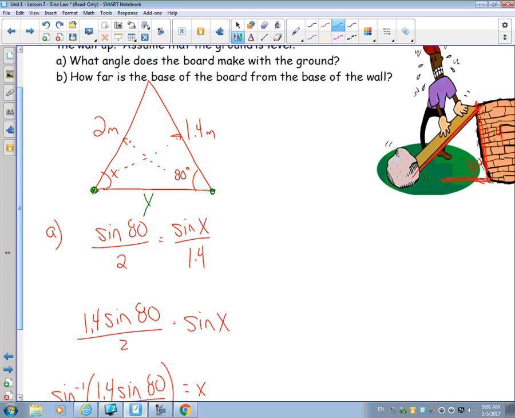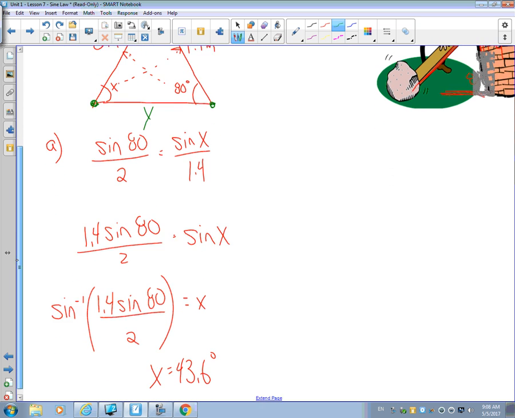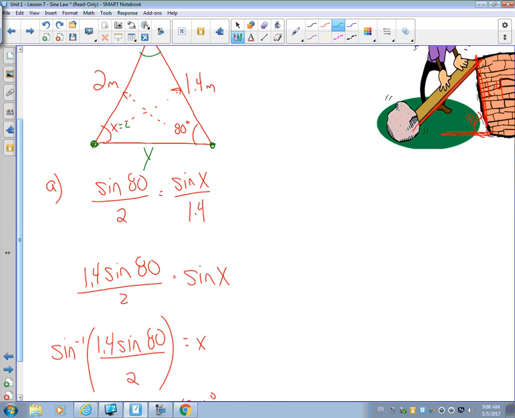Well, to find that, I kind of need to know the angle at the top, which we can get because we know triangles add up to 180. We figured this bottom corner was 43.6. If I take 180 and I subtract the other two angles, we're left with an angle at the top of 56.4. So this is problem number 2 of the sine law, finding a missing side.